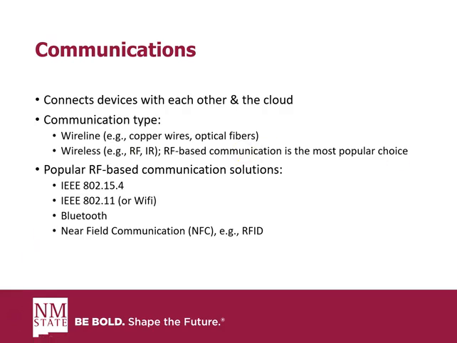Let's talk about communication. This slide outlines the fundamental aspects of communication in connected systems. First, communication connects devices with each other and the cloud. This enables devices to share data, coordinate actions, and access remote resources. Communication can be broadly categorized into two types: wireline, which uses physical cables like copper wires or optical fibers, and wireless, which uses radio frequency (RF) or infrared (IR) signals.